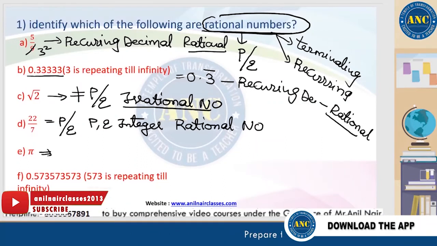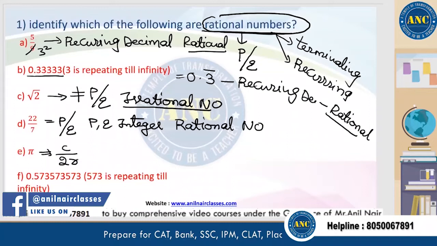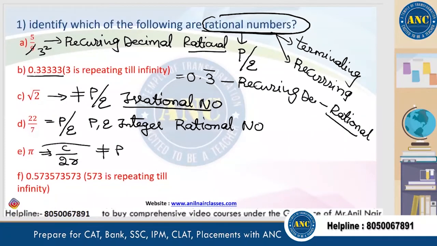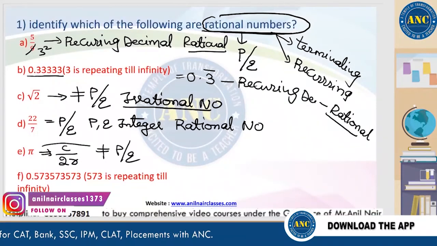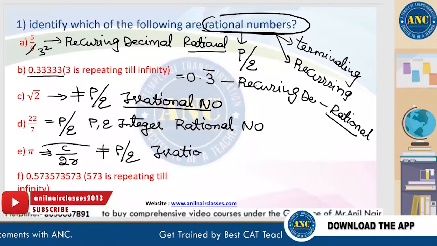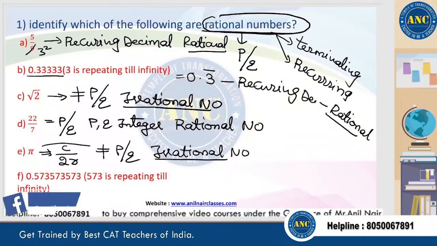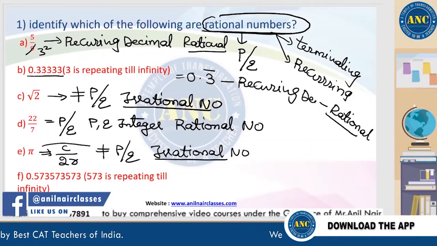Pi is nothing but the circumference of a circle divided by its diameter. Pi cannot be expressed in the form of p by q. Irrational number. Only write down, listen to the explanation.